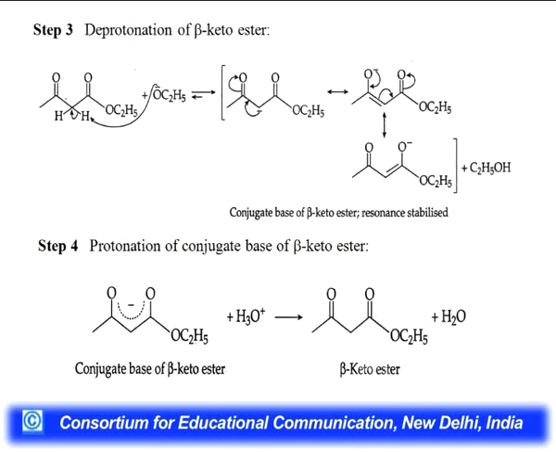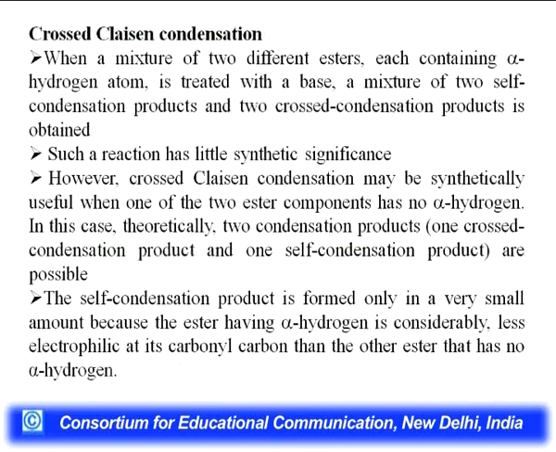Third step is the deprotonation of beta keto ester. How does it deprotonate? By the ethoxide ion. And you can also see the conjugate base of the beta keto ester, or the resonating structure. Next step is the protonation of the conjugate base of the beta keto ester, which will give you the beta keto ester.